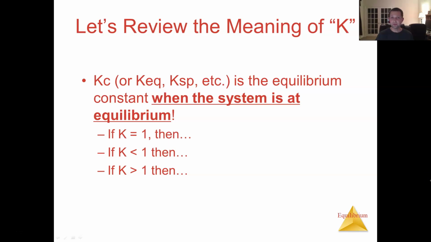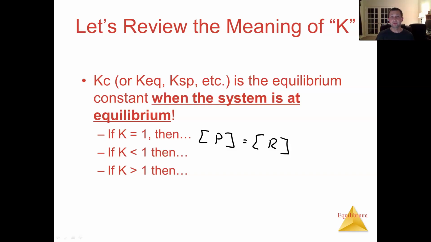Kc, Keq, Ksp, whatever. We've learned we have a lot of different K values right now, but they're all basically equilibrium constants. The little subscript might mean you have gases if it's Kp, or a solubility product if it's Ksp. Still an equilibrium constant though. If K is equal to 1, what does that mean? If we go back to our first main lesson on this stuff, if K is equal to 1, then the concentration of products is equal to the concentration of the reactants, right? That means the reactant and product concentrations are exactly the same.